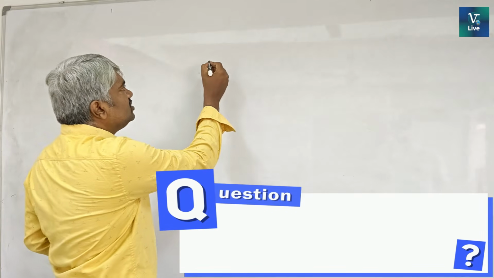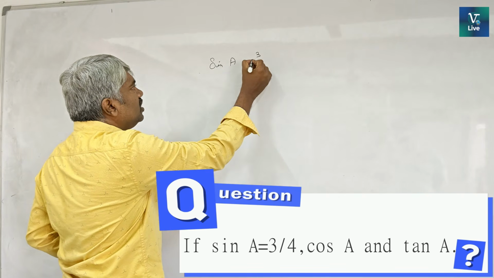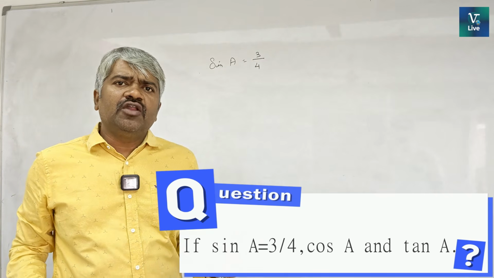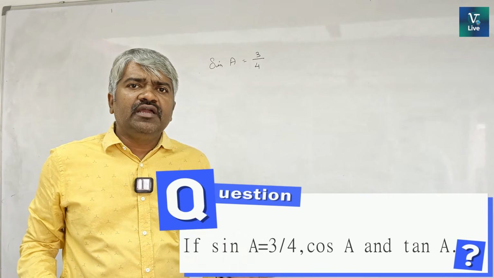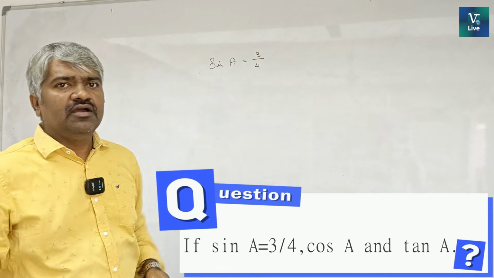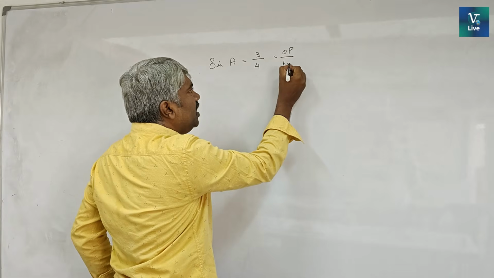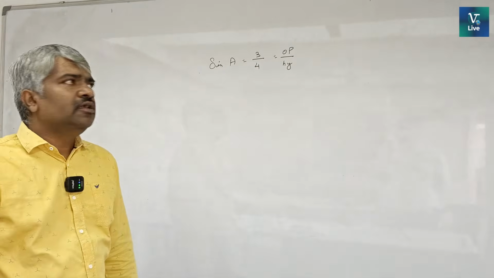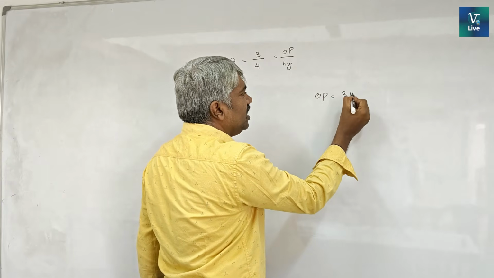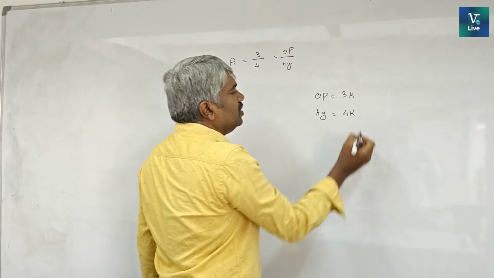Next question, sin A equals 3 by 4. So this is the data given to you. We are going to find the trigonometric ratios other than sin A with the help of this data, right? We are familiar with the formula opposite by hypotenuse, right? So the exact value of the opposite side we can take as 3k. Hypotenuse can be taken as 4k.